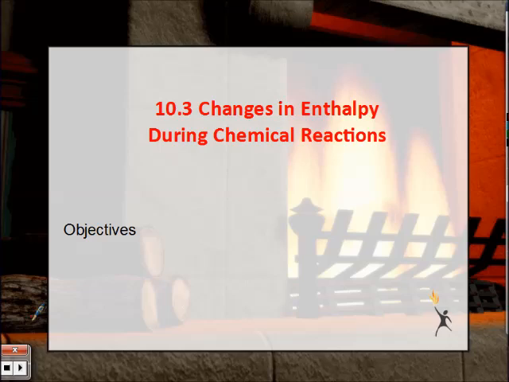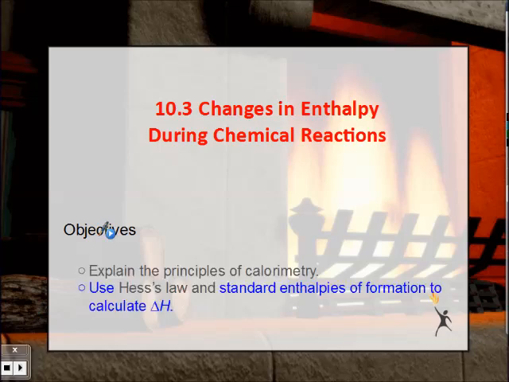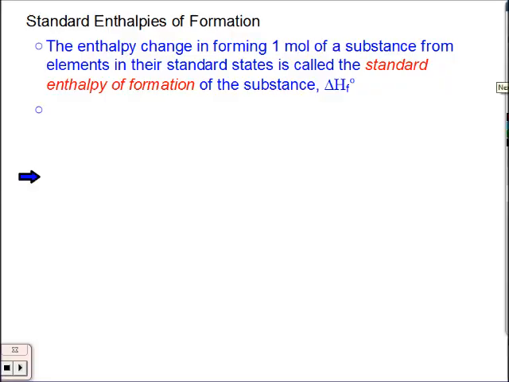We're going to continue talking about Section 3 in Chapter 10 with Hess's Law, but this time we're going to use our standard enthalpies of formation to calculate delta H. The enthalpy change in forming 1 mole of a substance from the elements in their standard states is called the standard enthalpy of formation of the substance. We give it a special designation with this little f and the little degree sign, called a naught sign. The value of this for elements is always 0.